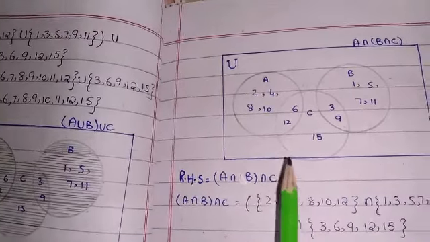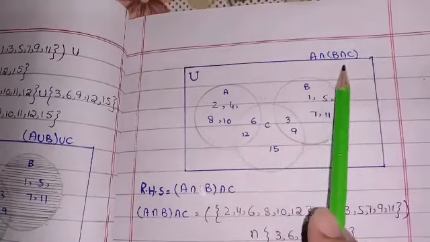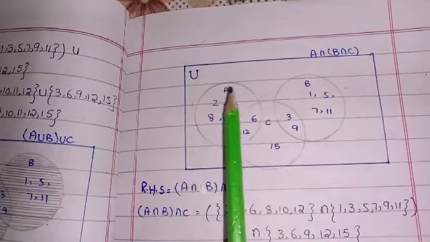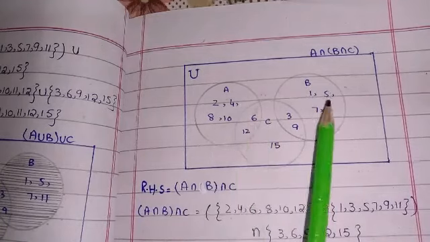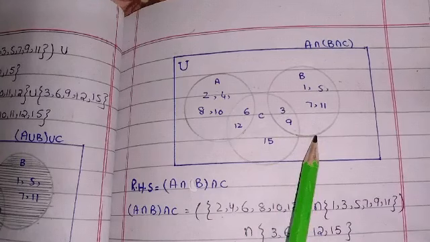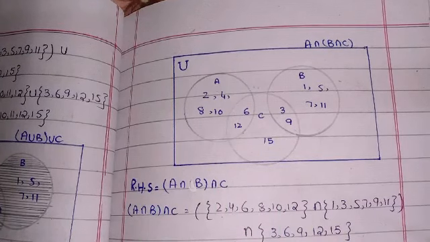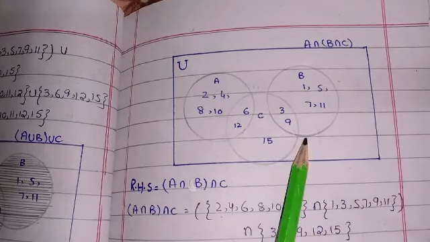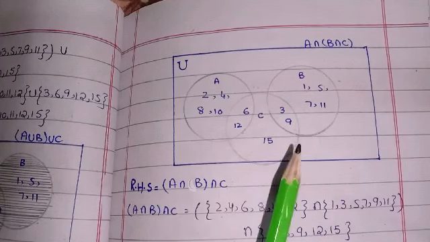Now students, here is our Venn diagram for A intersection B intersection C. As you can see, this is our universal set, this is our A set, B set and C set. This is the same diagram which we have drawn in our first law. The diagram will remain the same, but the difference is only the shading.